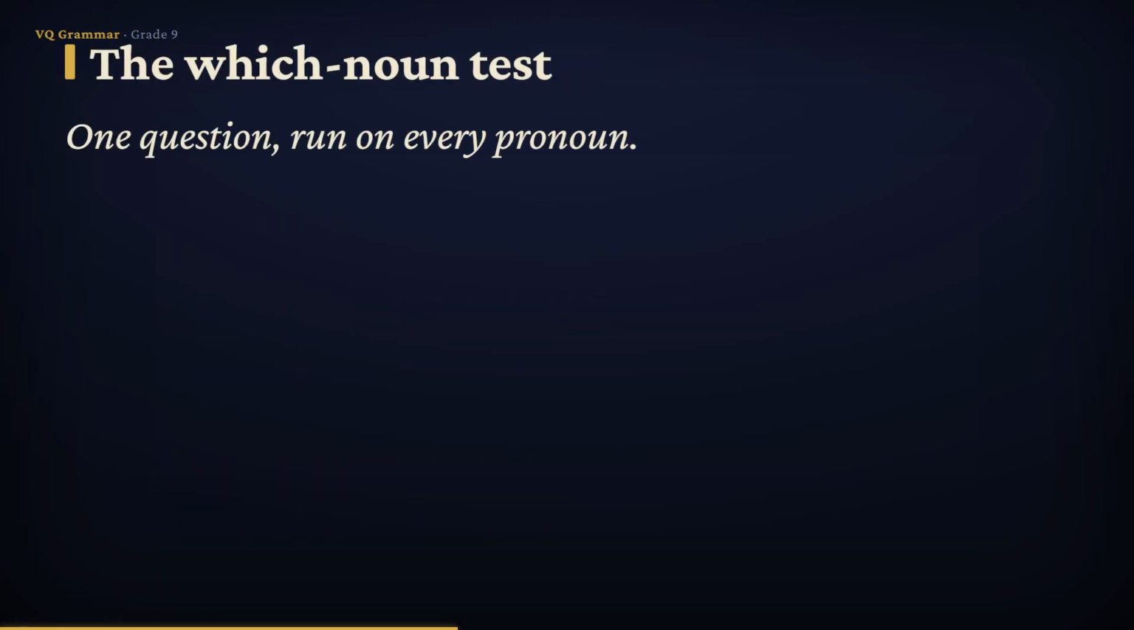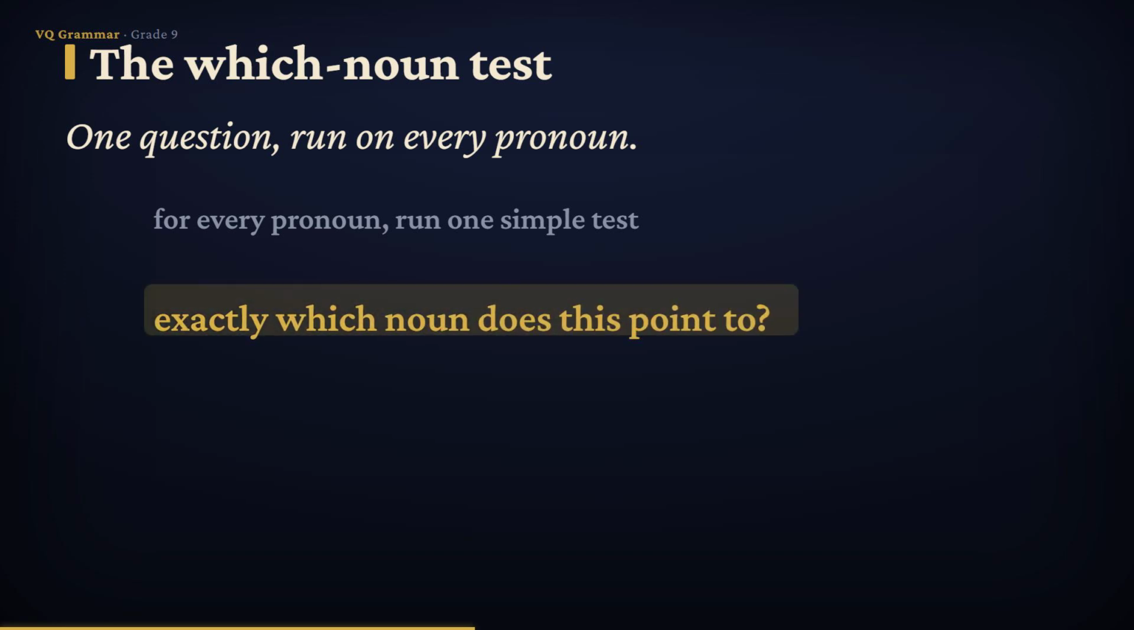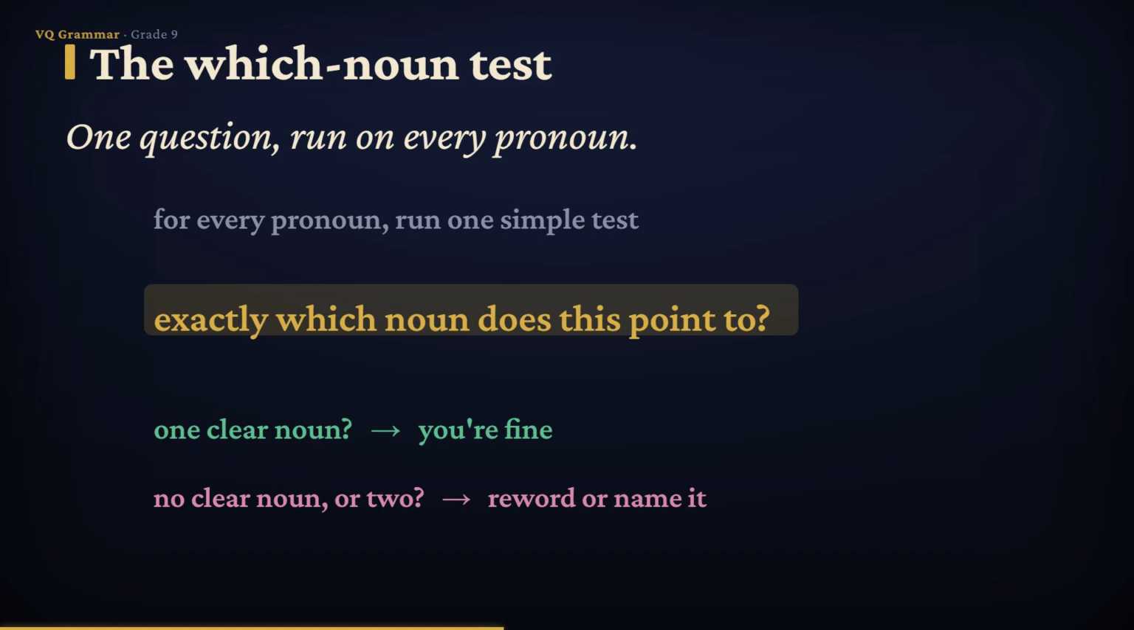So how do you catch these problems in your own writing? You run one simple test on every pronoun you use. Just ask, exactly which noun does this point to? That's the whole test. If there's one clear noun staring right back at you, you're fine. Leave the pronoun alone. But if there's no clear noun, or if there are 2 nouns it could grab, that's your signal to reword the sentence or replace the pronoun with the actual noun. And here's the honest truth behind all of it. If you have to stop and guess what a pronoun means, your reader will have to guess too. And good writing never makes them guess.